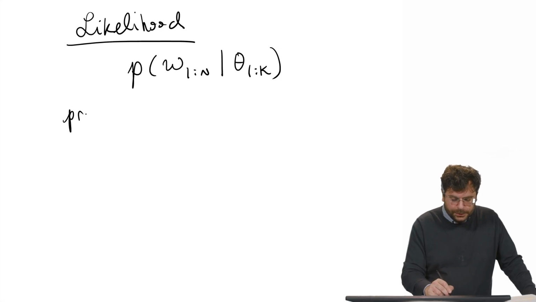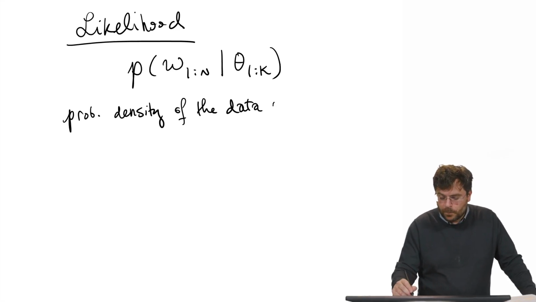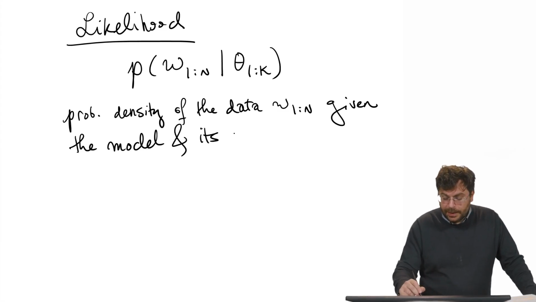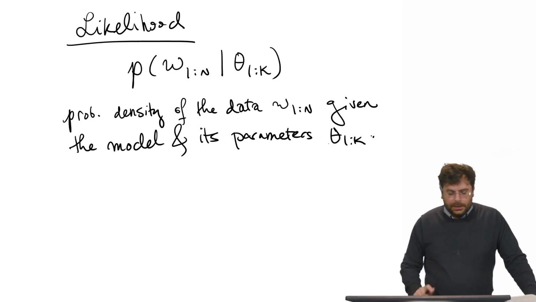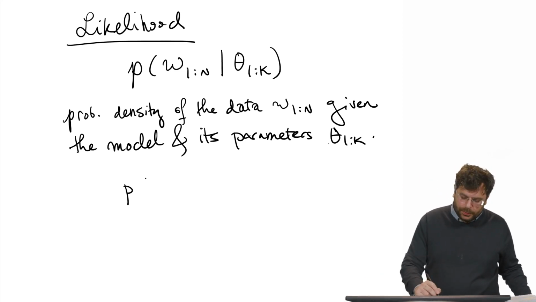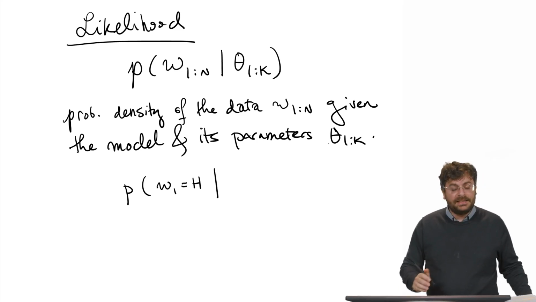So let me just write this out in words. It's the probability density, I should say more precisely, of the data, W1 to n, given the model and its parameters, more precisely, with values theta 1 to k. So let's try to answer a very simple question. What is the probability of W1? W1 could be, for example, outcome of heads in the case of a coin flip. So this is an example.